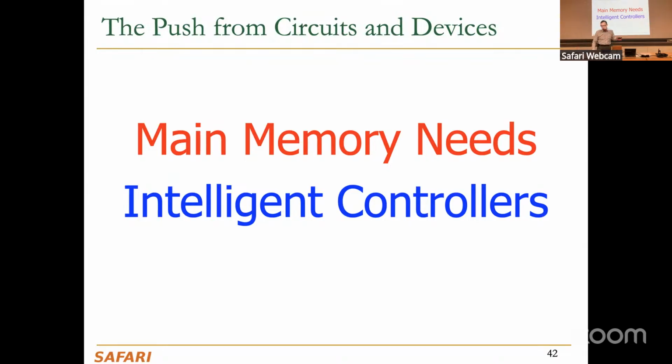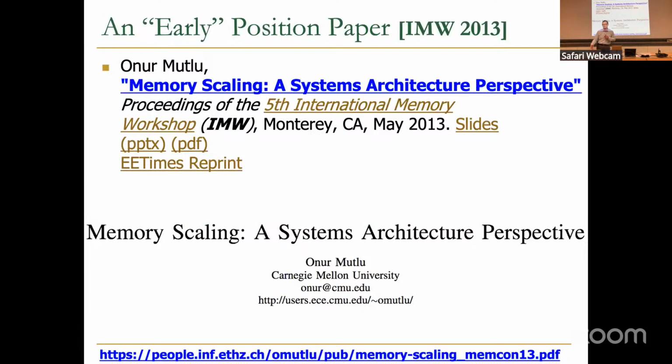Okay, so we've argued for this for many years, even before we wrote our RowHammer paper. This was 2013. I was invited to write a paper and give a presentation at the International Memory Workshop. And we basically argued that we're going to have a lot more problems with memory technology scaling.